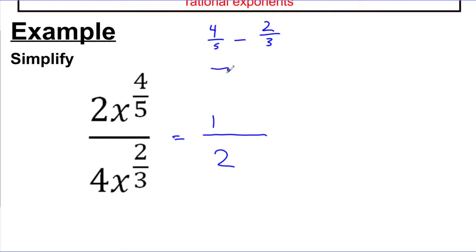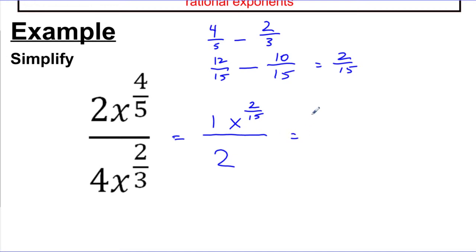So very similar. Again, these are both 15ths. If I want to subtract fractions, this first one is 12, and my second one is, when I multiply the top and the bottom by 5, a 10. So this is really just 2/15. Okay, so I'm going to say that this is the same as x to the 2 over 15. And so I could leave it in this form.